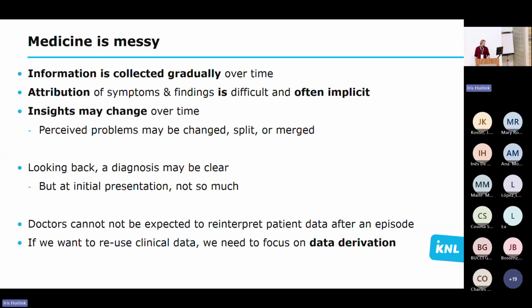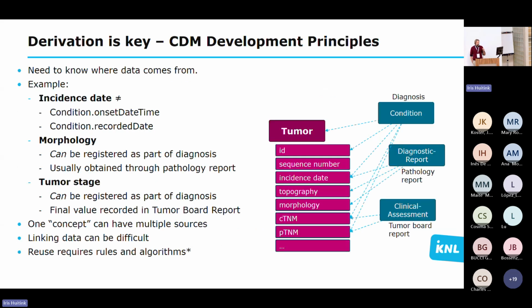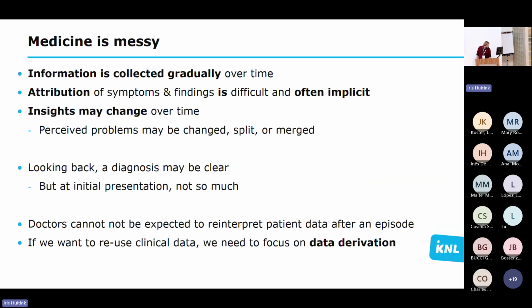And to give you an example of why this is not always easy or straightforward, if you want to derive data from primary care, you need to be able to know where the data comes from. Sorry, I think I forgot a part, right?